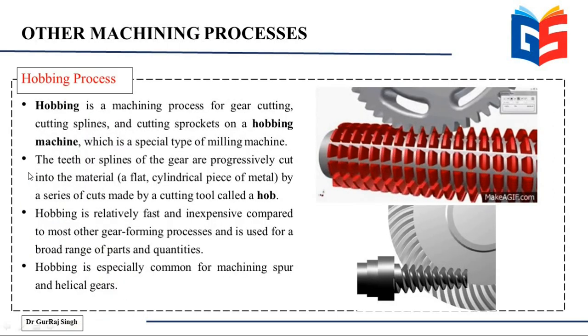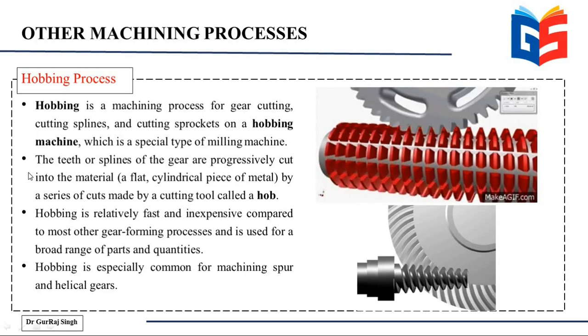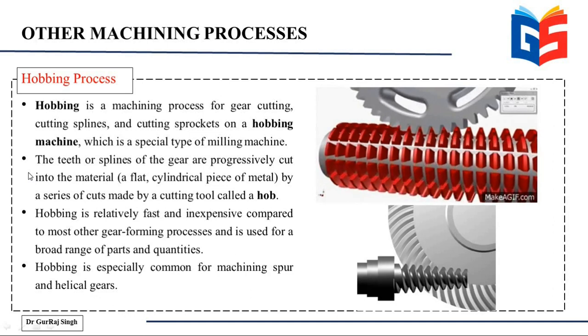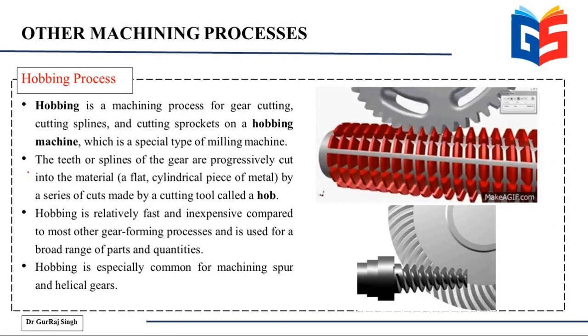Next we come to the hobbing process. This is probably the last cutting method that we'll be discussing in conventional cutting before we start with non-conventional cutting. Hobbing is a process primarily used for gear cutting, spline cutting, or even cutting sprockets. The machine used is called a hobbing machine, while the cutting tool is called a hob. Here you can see a hob, a very complexly manufactured tool. It has multiple teeth and rotates on a certain axis, and therefore cuts these teeth on the gear.